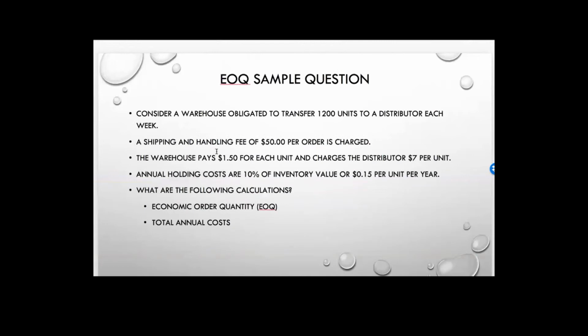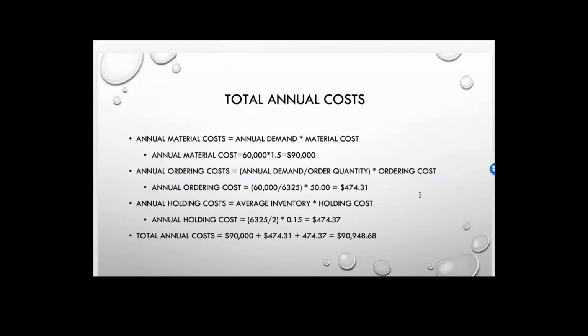So our fixed ordering cost is shipping and handling right here. Then we take the number of orders that we make per year and multiply that by the fixed cost per order of $50, and we get $474.31. So that's our annual ordering cost.